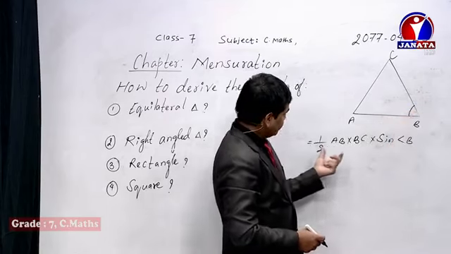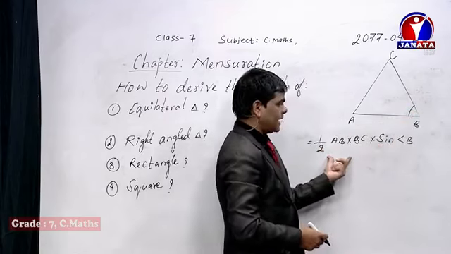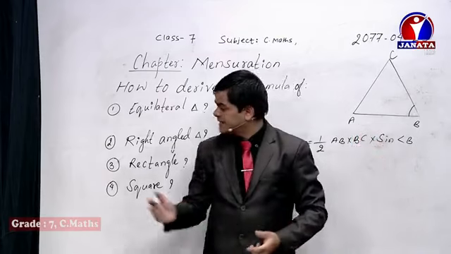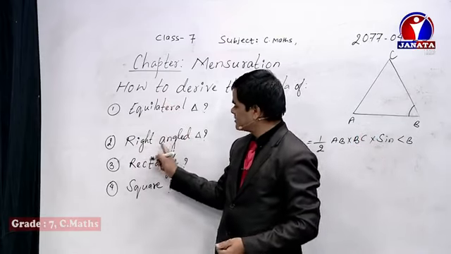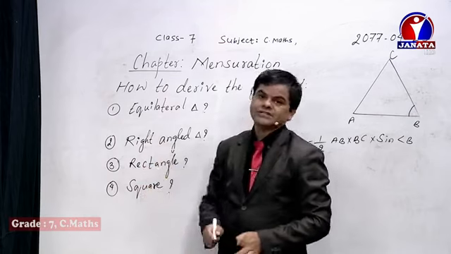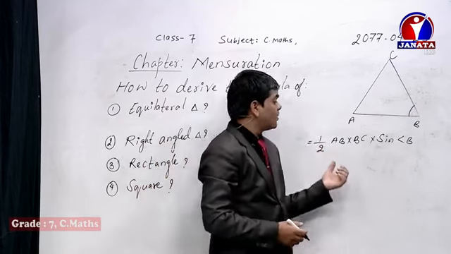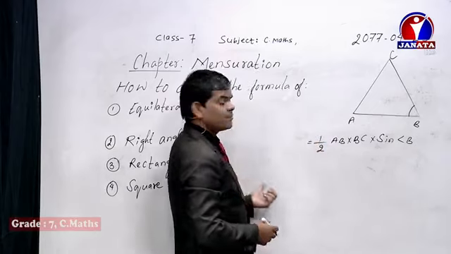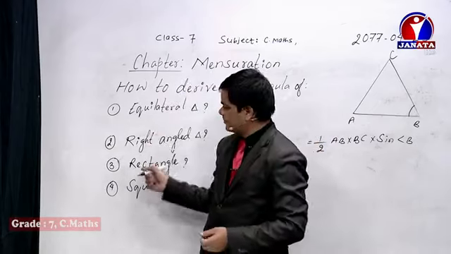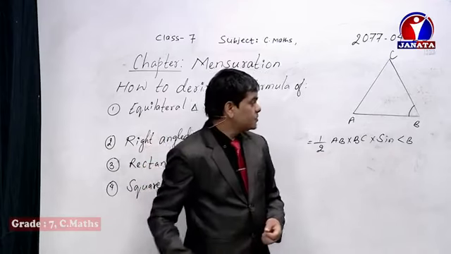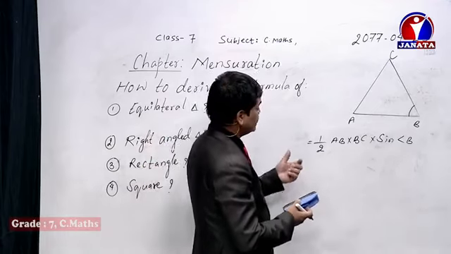If we use this formula, if you know this formula, then you can derive the formula of the equilateral triangle, right angle triangle, rectangle, and then the square. No need to do rote learning regarding remembering the formulas of these four plane surfaces. So how to use this one? Let's start discussing.